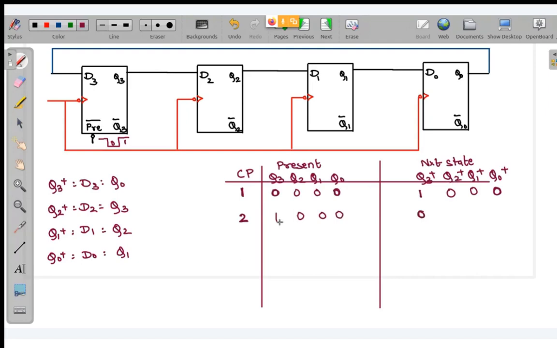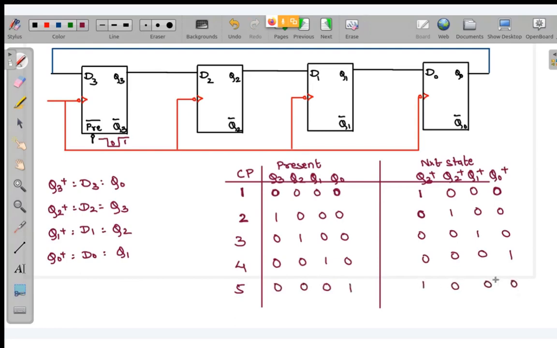Q2 plus is equal to Q3. So in the present state, Q3 was 1, and this was 0. Similarly, in the third clock pulse, the present state will be 0, 1, 0, 0 and the next state will be 0, 0, 1, 0. In the fourth clock pulse, the present state will be 0, 0, 1, 0 and this will become 0, 0, 0, 1. And once again, in the fifth clock pulse, the present state will be 0, 0, 0, 1, and the next state will be 1, 0, 0, 0.